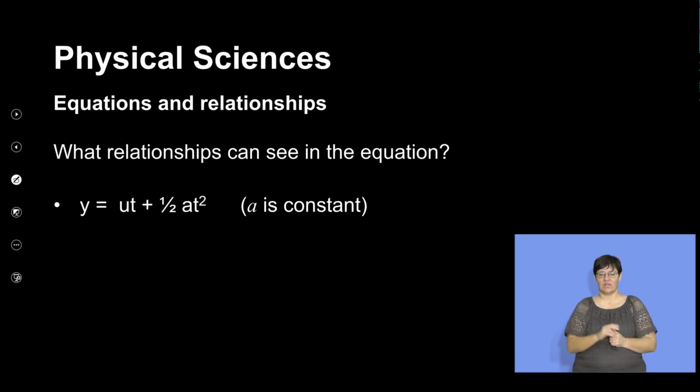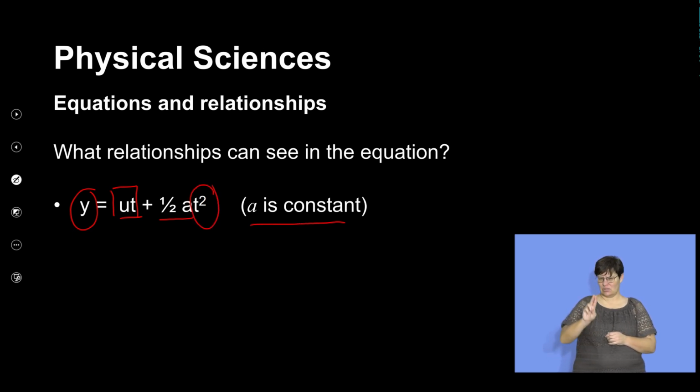Now, let's have a look at our final equation. This equation definitely has a dependent variable. We can recognize it's even y. It's on its own. Then we've got something that is looking quite strange, with u and t with it. Then we've got something that says half a, and we were told that a is constant, and a t squared. So this really looks quite a mystery. How are we going to unpack all of this?